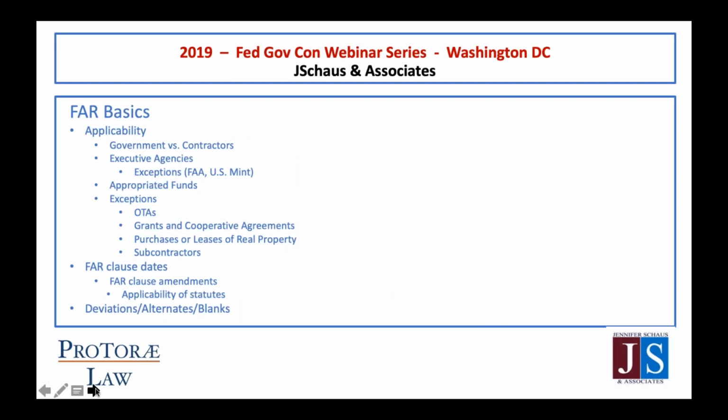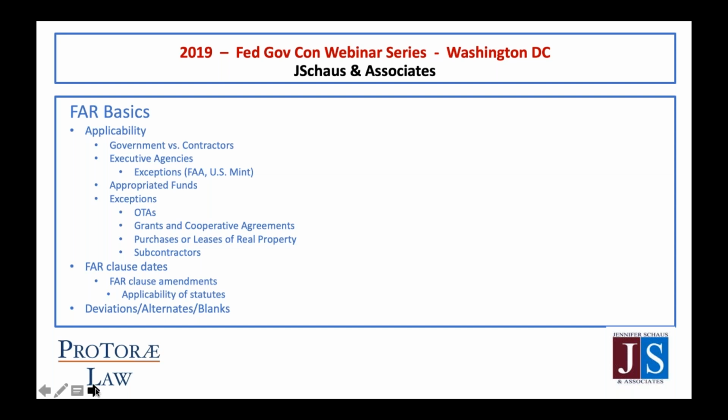So the FAR does not apply directly to government contractors. It applies to the government, and it instructs the government what to do in the federal procurement. It is only applicable to executive agencies. So only executive agencies have to comply with the instructions in the FAR, and there are certain key exceptions: the FAA, which has its own acquisition regulation, and the U.S. Mint.